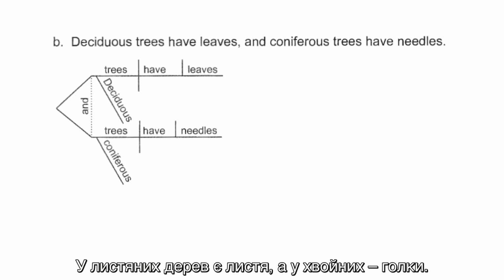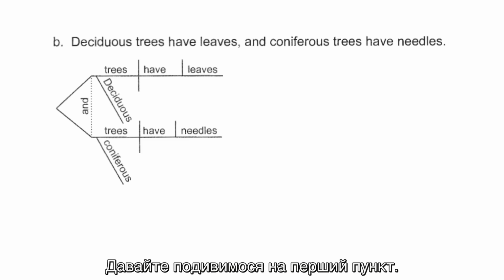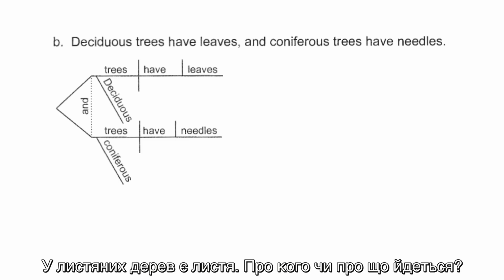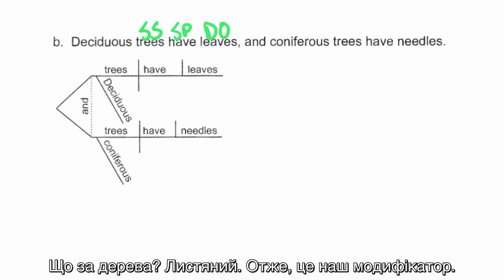Deciduous trees have leaves, and coniferous trees have needles. We have two independent clauses here conjoined with a comma and a conjunction to make one compound sentence. Let's take a look at the first clause. Deciduous trees have leaves. Who or what is this about? It's about trees. What do they do? They have. They have leaves. What kind of trees? Deciduous. So that's our modifier.